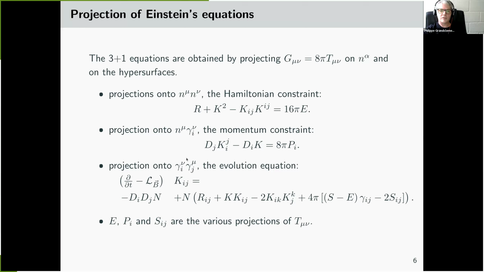And if you project both indices on the hypersurface, you get the famous evolution equation, which tells you how the extrinsic curvature tensor varies from one slice to the other. The E, P, and S here are just projections of the matter term, which I will not discuss right now.